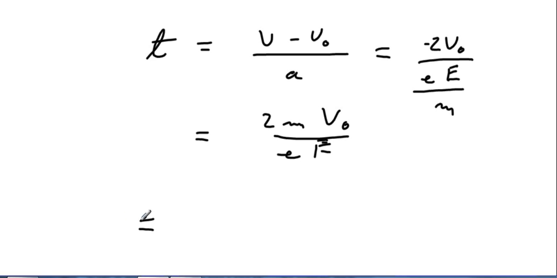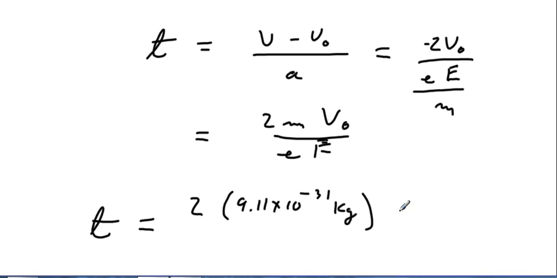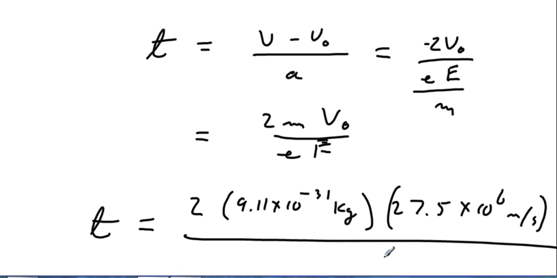Alright, so I'm going to have 2 times the mass times the initial velocity divided by the charge on the electron, the coulombs in one lousy electron, 1.6 times 10 to the minus 19 coulombs, times the electric field.